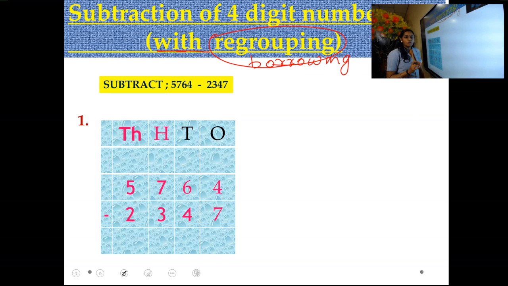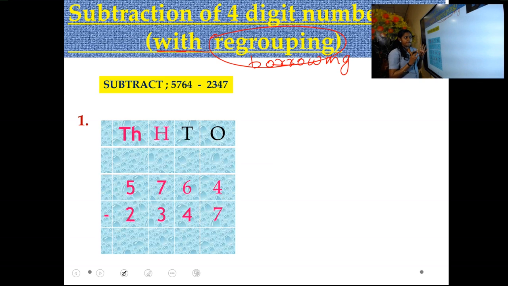You already studied borrowing with 3-digit by 3-digit numbers. Okay, just look at this question. Subtract 5764 minus 2347. So, these are 4-digit numbers. So, we have 4 places.